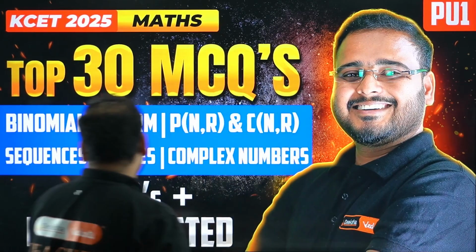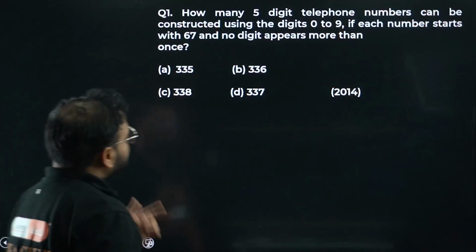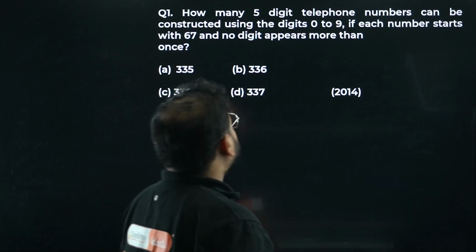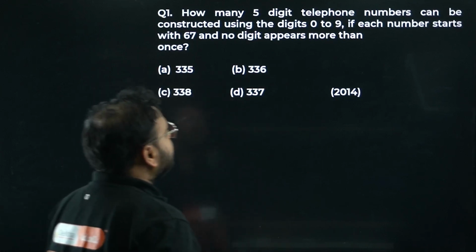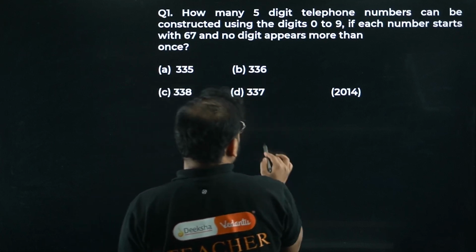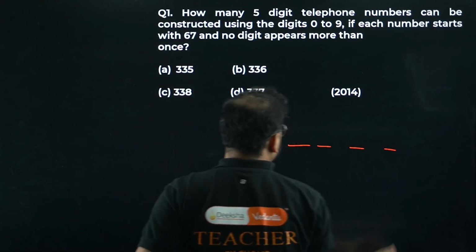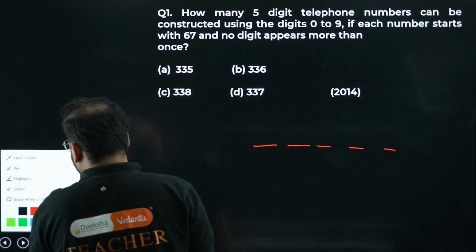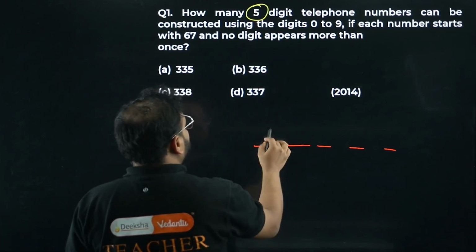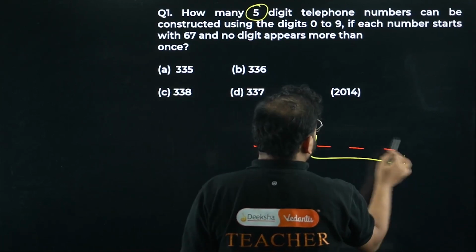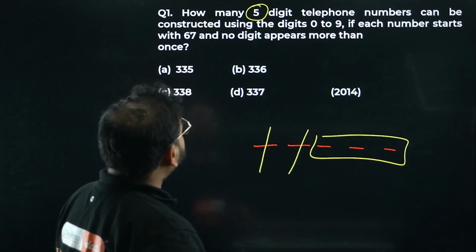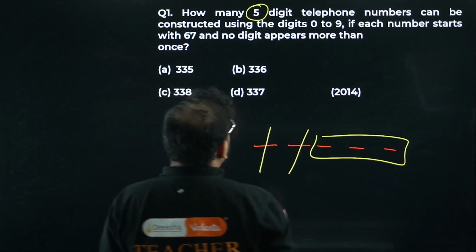We have question number 1 from the chapter PnC. Let's solve this. How many 5-digit telephone numbers can be constructed using the digits 0 to 9, if each of the numbers starts with 67 and no digit appears more than once? So there are a total of 5 digits. In that, starting with 67 means 2 spaces are gone. We have only 3 left. No digit appears more than once.